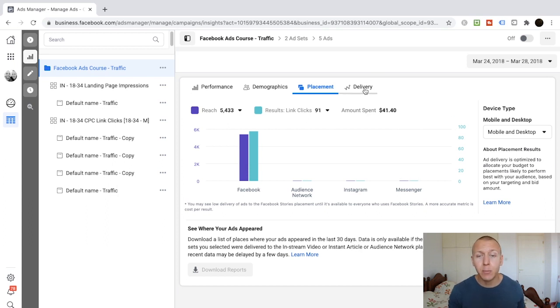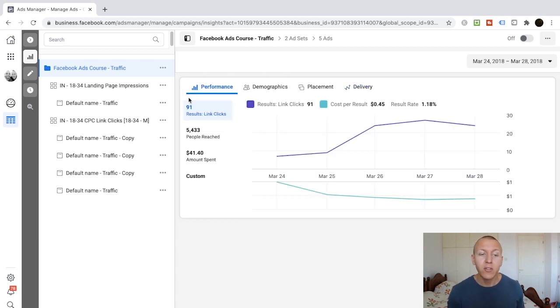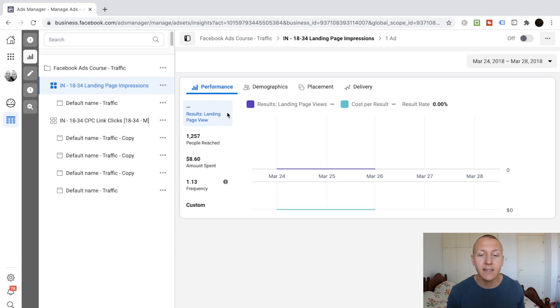And then we have delivery, but we're not going to have any information on delivery because you're going to need to aim for reach and frequency ad sets to get this information. It's not going to be that important anyhow. So this is how you look at the different information. Now, if I want the same information for an ad set, I'm just going to go down and click on that ad set, and I can read this specific ad set, and I can go through everything we just went through using the different timetables that I want to look at it through.